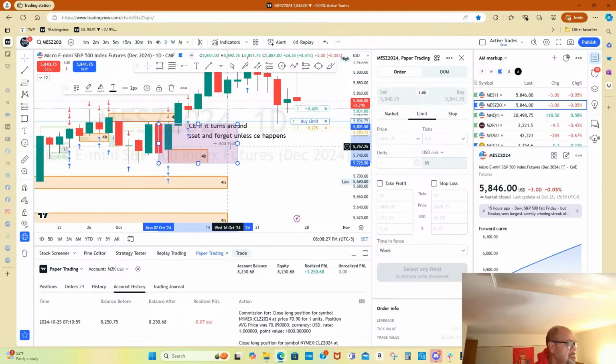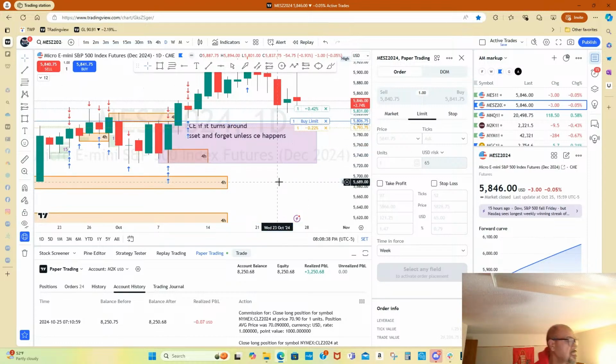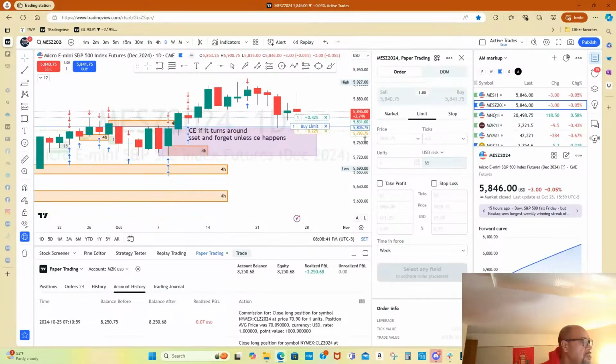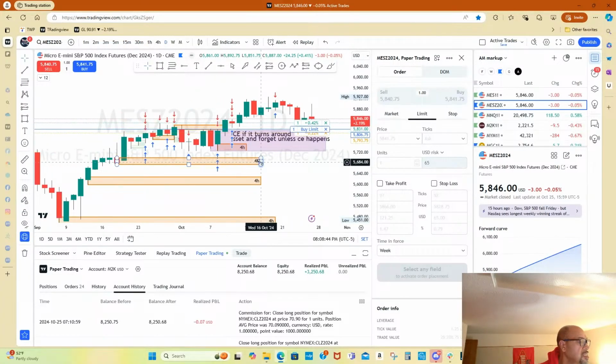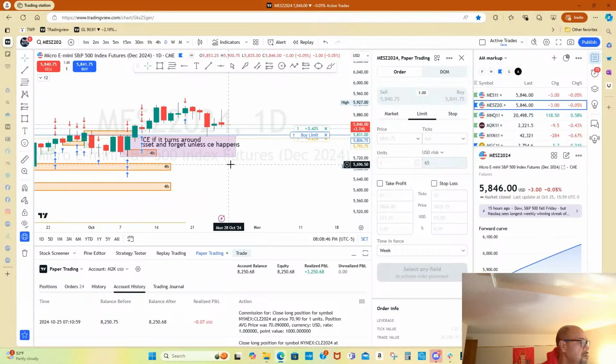All right. Now, is this the trade that got made? Or is this another one? Look at that. That's another note that I missed. CE, if it turns around, set and forget, unless the CE happens. I don't know. That might have been one down too, because it certainly wasn't at a daily. And what I got marked there.